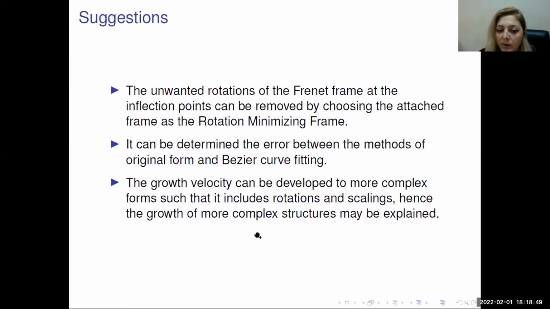The growth velocity can be developed to more complex forms such that it includes rotations and scalings. We chose growth velocity as constant in our examples, but it can be developed. Hence, the growth of more complex structures may be explained.